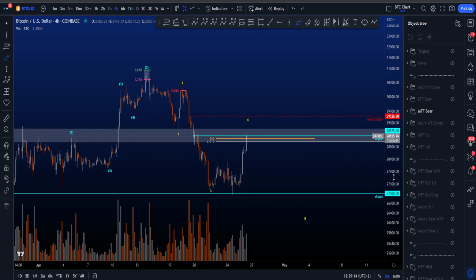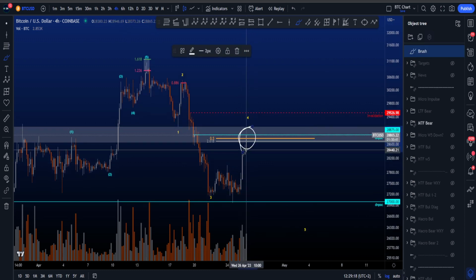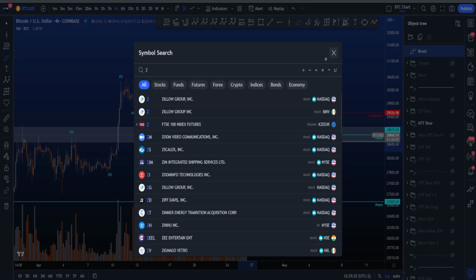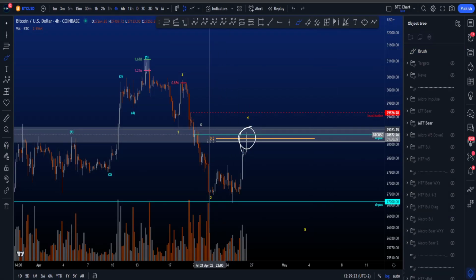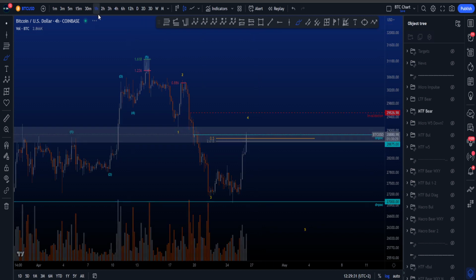It is not yet invalidated. I do want to tell you that it is not yet invalidated. I prefer a 4-hour candle closing above the 0.5, and the invalidation line that I have over here has not yet been reached at 29.5k. So as long as this stands, it's not yet invalidated, it just becomes less likely.